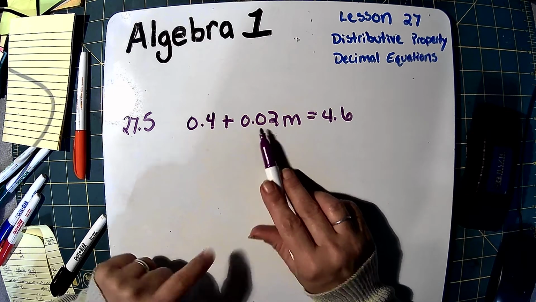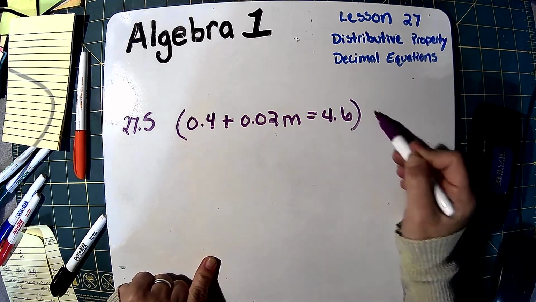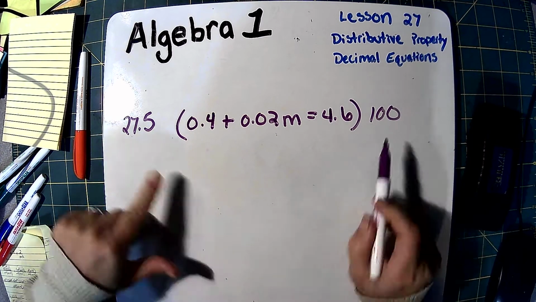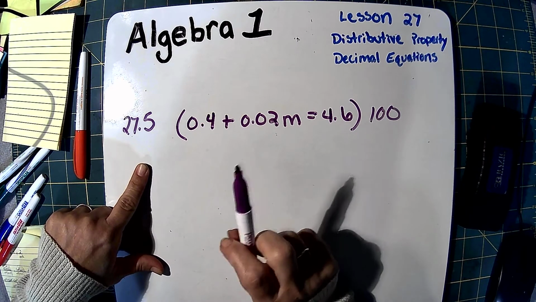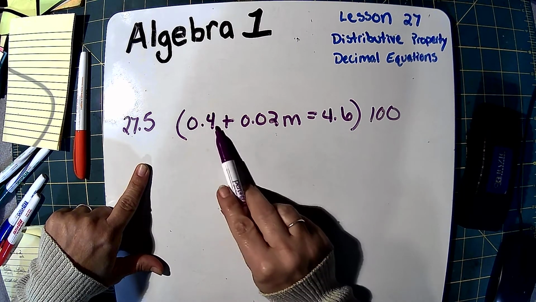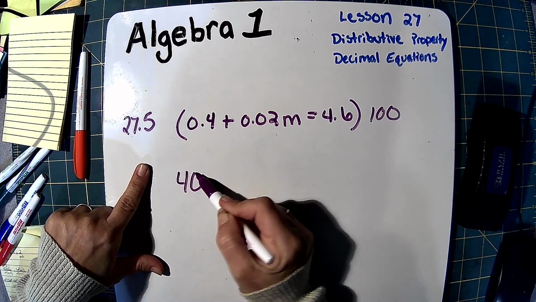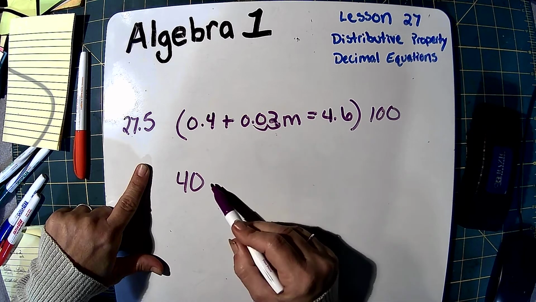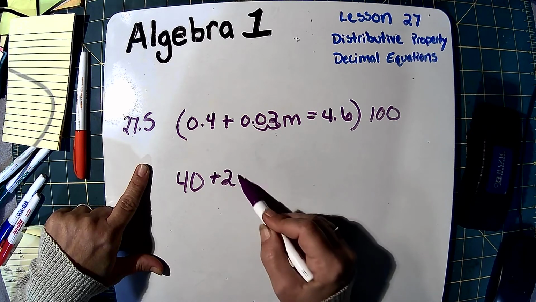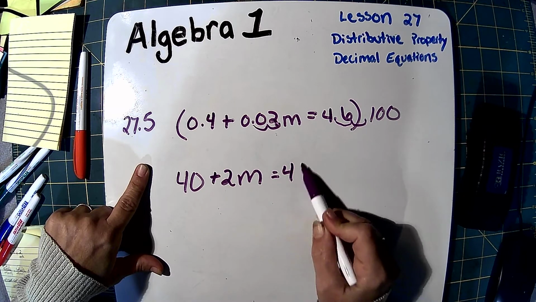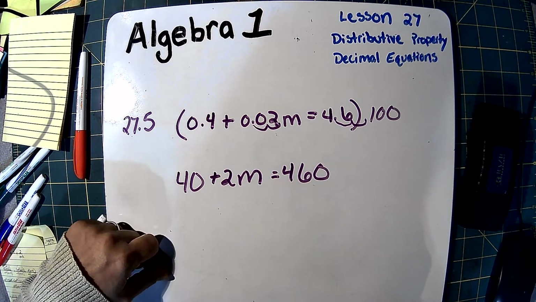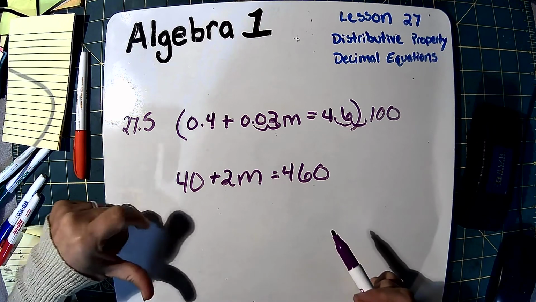So we're going to multiply this entire equation times 100. Okay, so 100, that means we're going to move our decimal 2 to the right on every single number. So that would end up being 40. This one's going to be 2. And this one is going to be 460. Now it's a whole lot easier to solve. You don't have all those decimals to worry about.